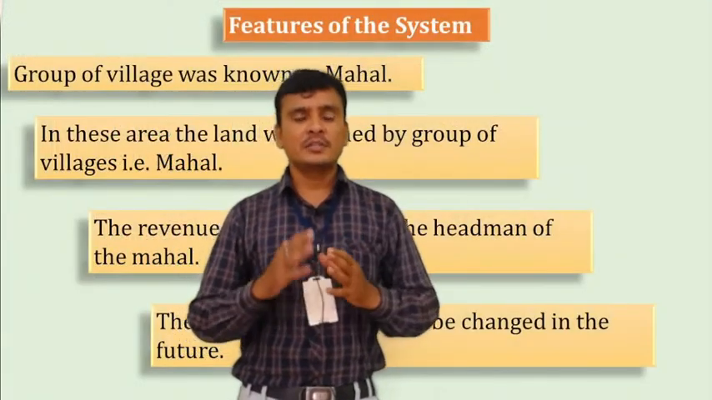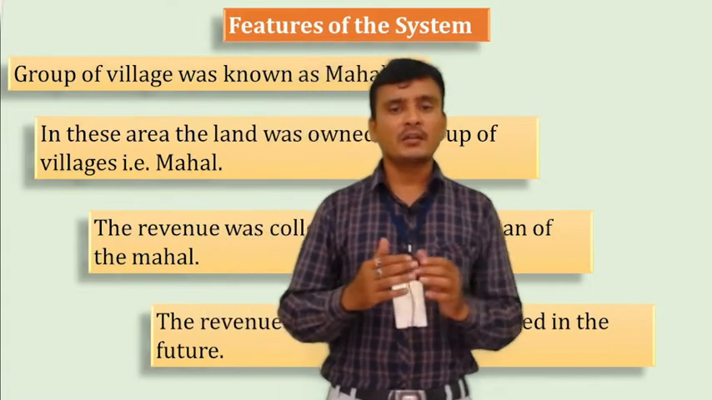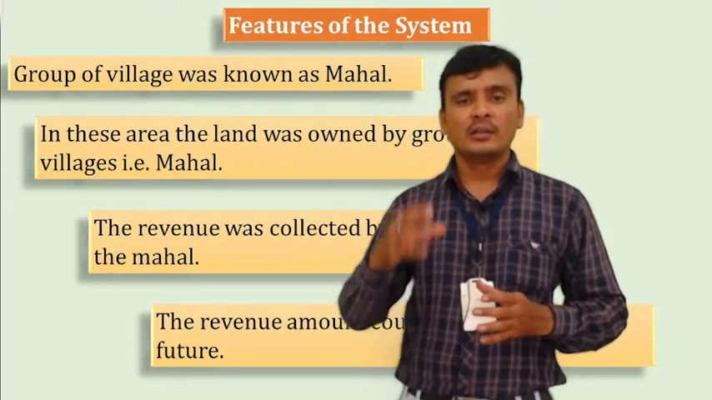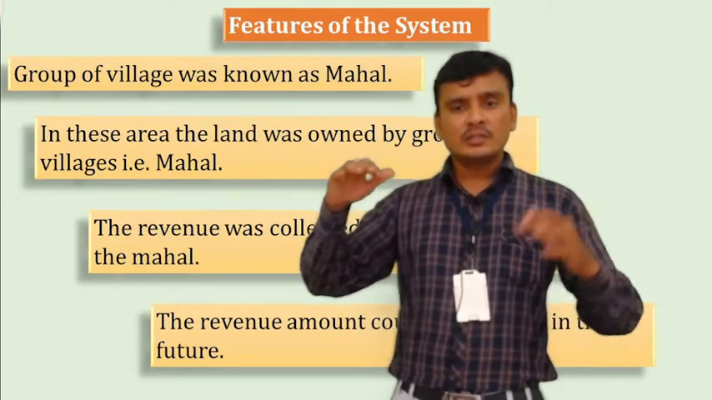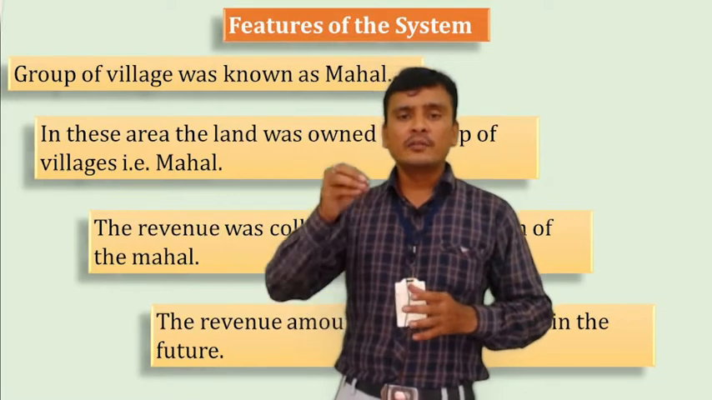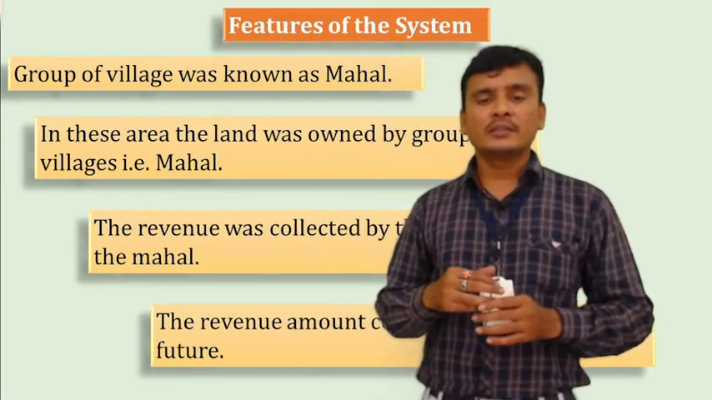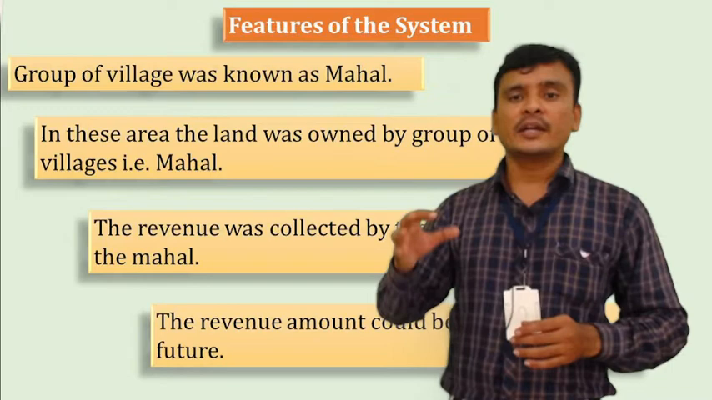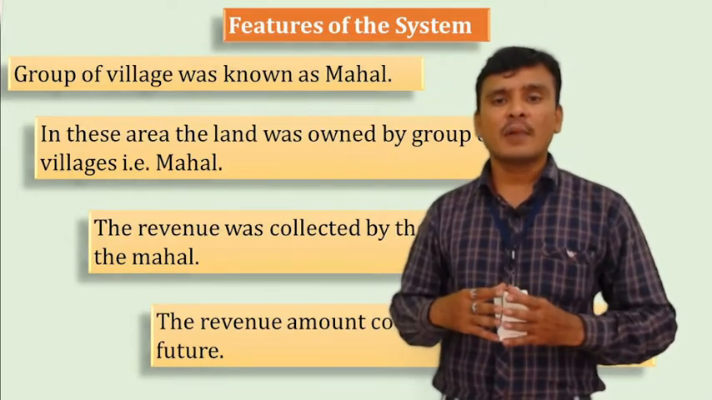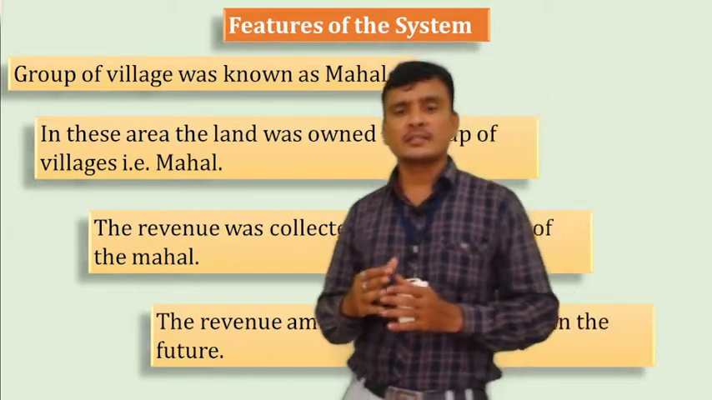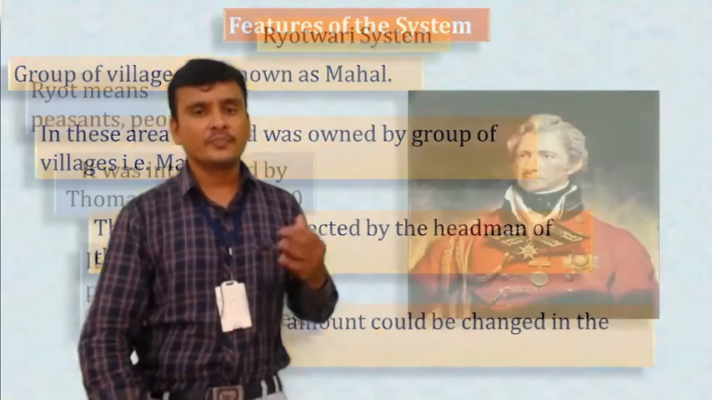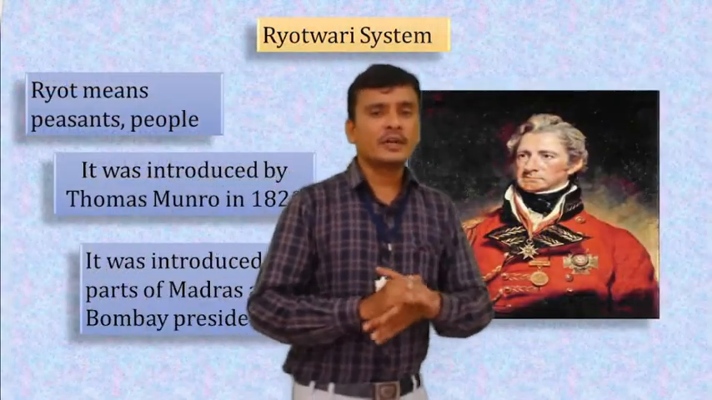What were the features? In this region, Punjab, Haryana, Western Uttar Pradesh and Northern Madhya Pradesh, a group of villages used to be known as a Mahal, and the revenue was collected by the headman of that Mahal. That's why the system was known as the Mahalwari system, and there were chances to change that amount in the future.